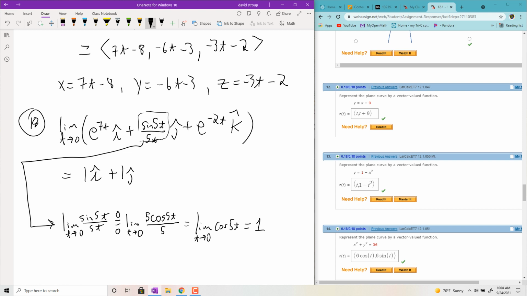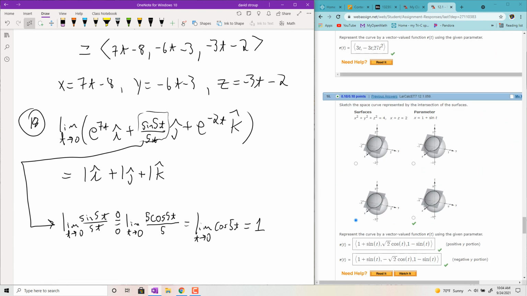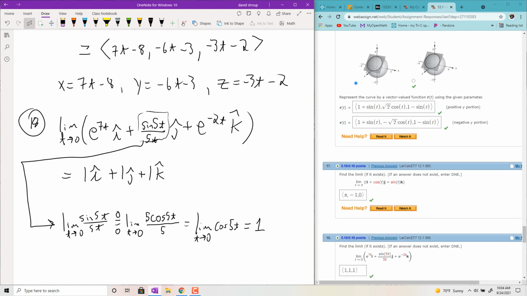Okay, so you get plus 1j. And then the last guy, if you plug in 0, e to the 0 is 1, so that would just be plus 1k. Right? So you should be able to do limits. You should be able to identify intervals of continuity, that sort of thing.